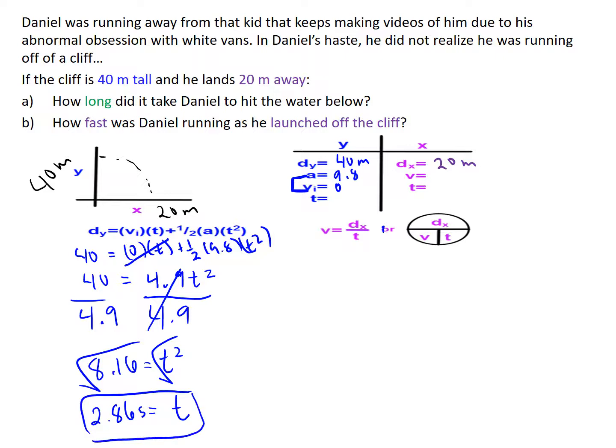So I'm going to color code because remember time, I can use it for both components. That's the only thing that's the same on both sides. So 2.86. Now I can figure out B. How fast was Daniel running as he launched off the cliff? So we just use this formula down here. So V equals dx, which is 20 meters. That's how far away it was. And our time is 2.86. So our velocity is approximately 7 meters per second.